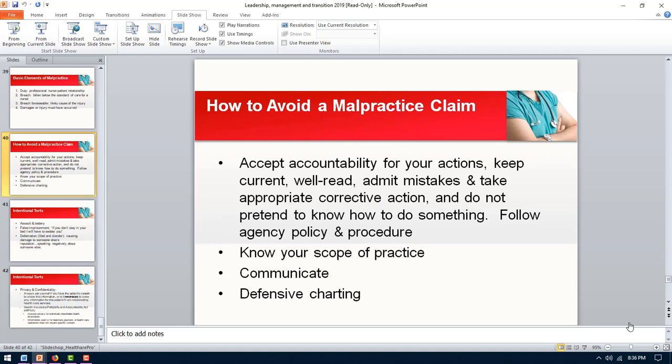Avoiding a malpractice claim, always accept accountability. If you have a med error, please report it. They are non-punitive anymore, but admit mistakes.